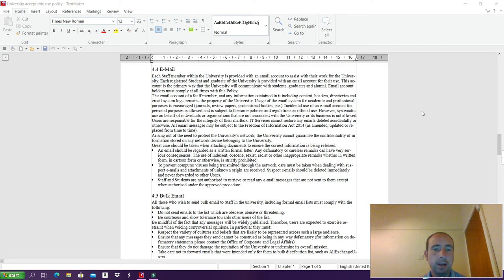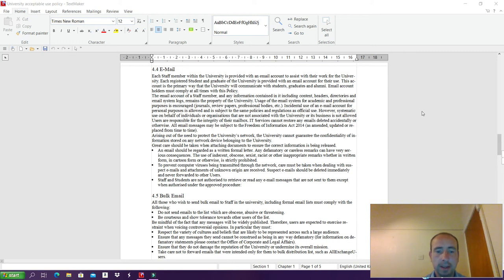All email messages may be subject to the Freedom of Information Act 2014, as amended, updated, or replaced from time to time, arising out of the need to protect the university's network. The university cannot guarantee the confidentiality of information stored on any network device belonging to the university. Great care should be taken when attaching documents, to ensure the correct information is being released. All email should be regarded as a written formal letter. Any defamatory or careless remarks can have serious consequences.